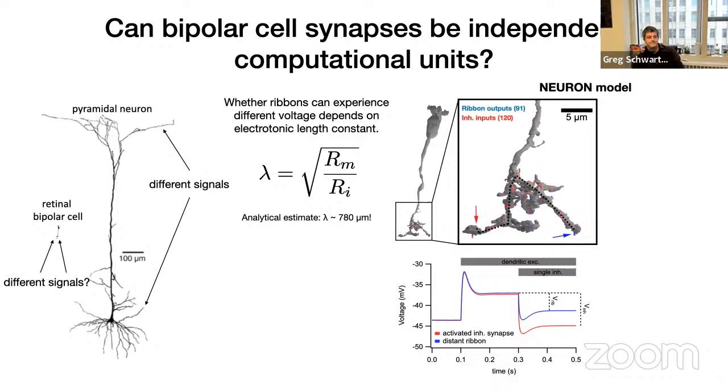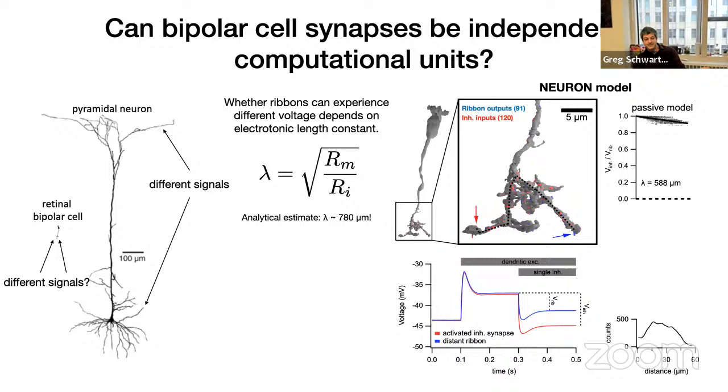David did this, and here's the result. In a passive model, using the real neuron but not using active conductances, you get very close to the number we got from Espen in a rod bipolar cell. There are slight differences because of the morphology being accurate, but basically the length constant is 600 microns. At a small spatial scale, there's no possible way two ribbons can have a different voltage. This, by the way, is the distribution of the distances between the ribbons, and it peaks at 25 microns. On the same scale, you see the voltage at one ribbon is 99% of the voltage at the next one. What about an active model?